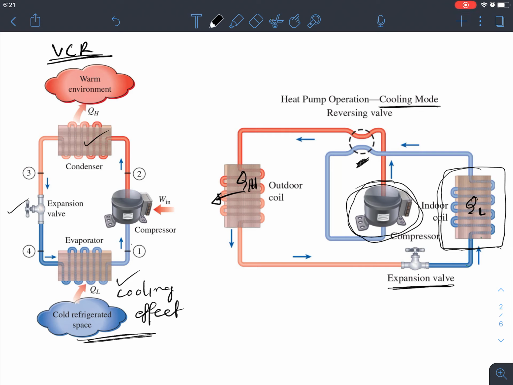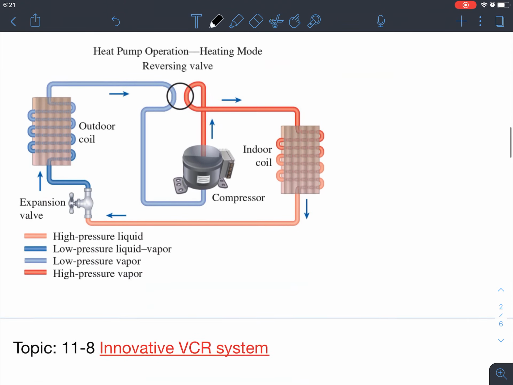So now what if we just change the flow direction? Right now it's producing the cooling effect indoors just by absorbing the heat QL. However, if we change the flow direction right here in this place, it will give us the heating effect. How? Let's take a look.